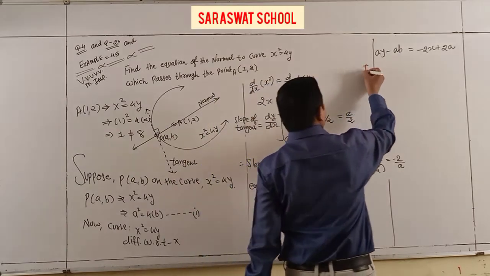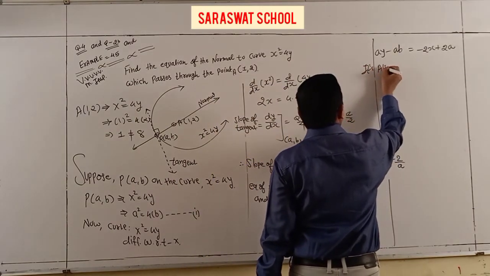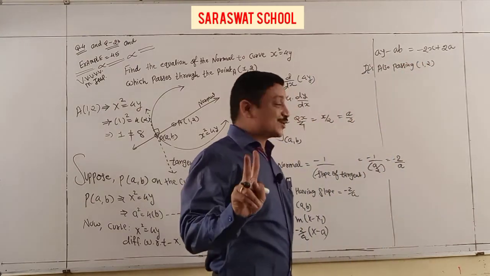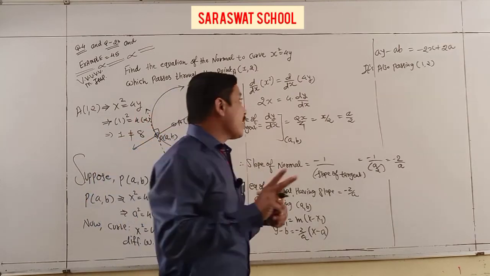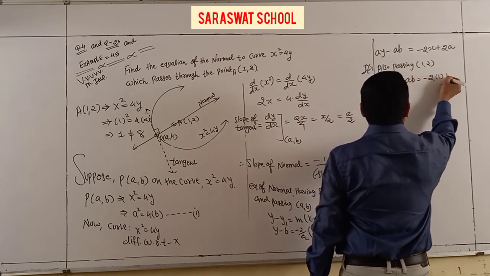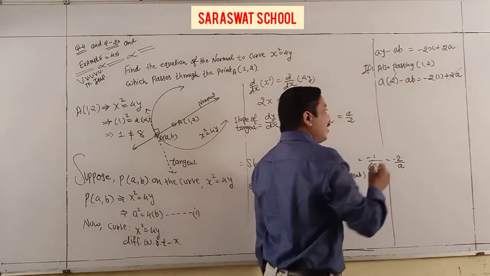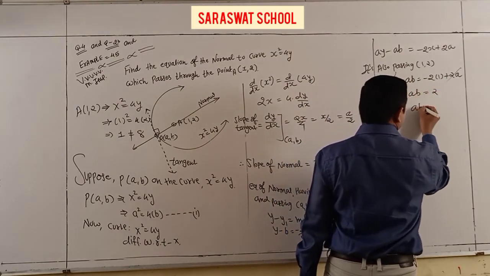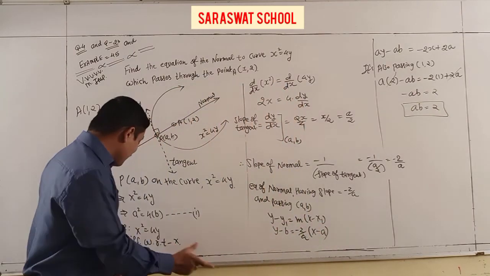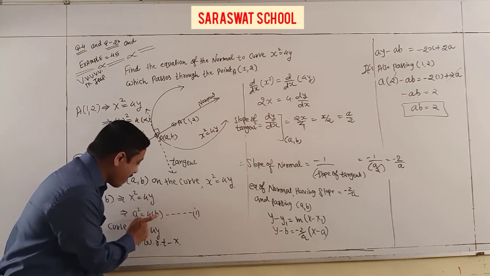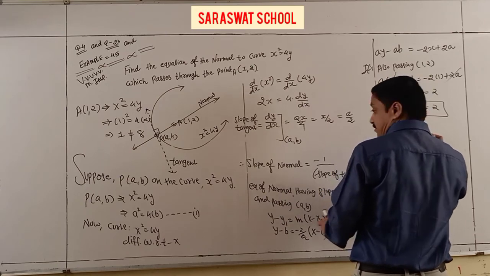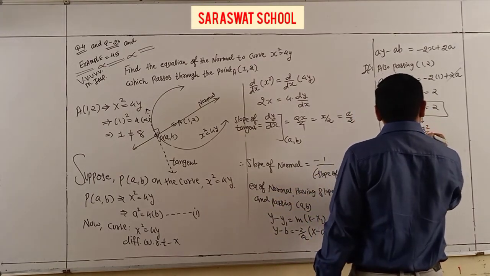So I continue: it also passes through 1 comma 2, with x coordinate 1 and y coordinate 2. Applying this, the 2a terms cancel and only ab is equal to 2. Students, wait, and I recheck equation number 1: a square is equal to 4b. Applying that, b is a square by 4.